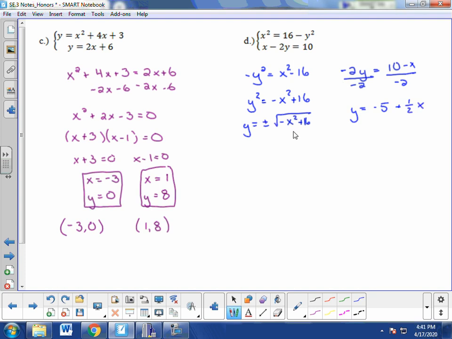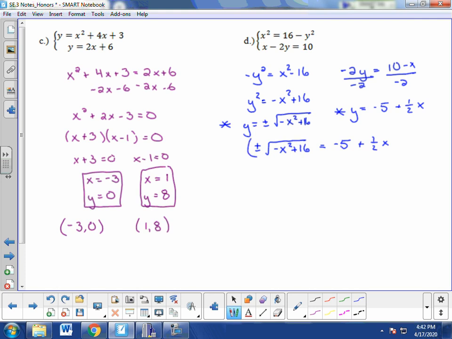So here's my circle written in y form, and here's my line written in y form. Now, in order to solve this, I'm going to set them equal to one another. So the square root of negative x squared, plus or minus the square root of negative x squared plus 16 equals negative 5 plus 1/2 x. I'm going to star that line because I'm going to come back to that.